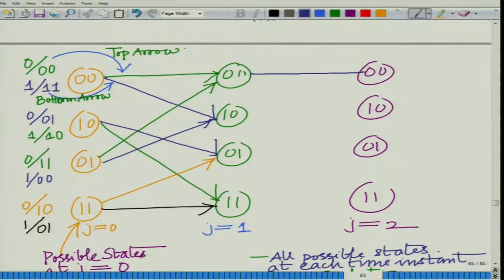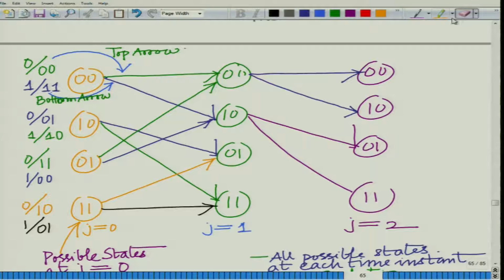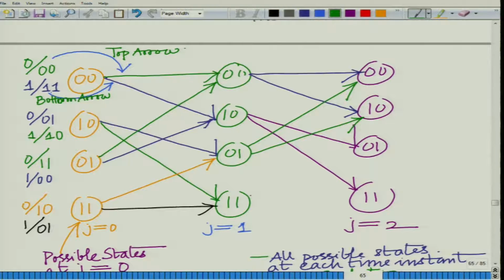So what we have is again the same thing, top arrow, bottom arrow. No need to rewrite this because it is the same as at j equal to 0: top arrow represents input 0, output 0 0, bottom arrow represents input 1, output 1 1, and transition to state 1 0. At 0 1, top arrow corresponds to input 0, output 1 1, bottom arrow corresponds to input 1, output 0 0. And finally at 1 1, top arrow corresponds to input 0, output 1 0, transitions to 0 1, bottom arrow corresponds to input 1, output 0 1, and transitions to 1 1. This can subsequently be repeated for all time instants. Again, it is a repetition.